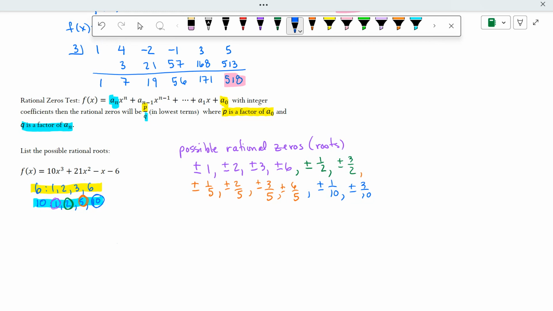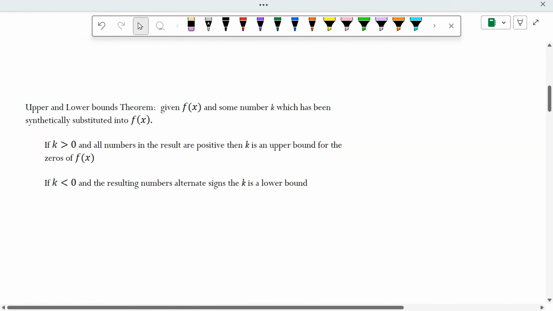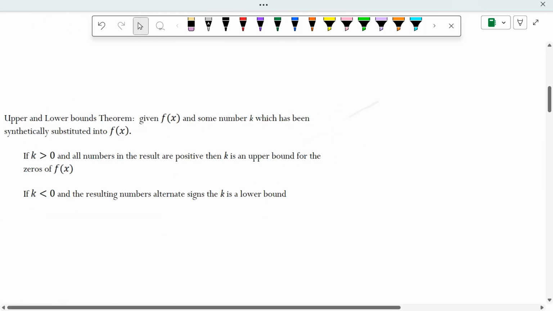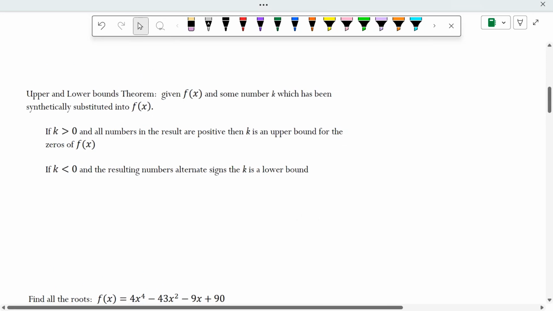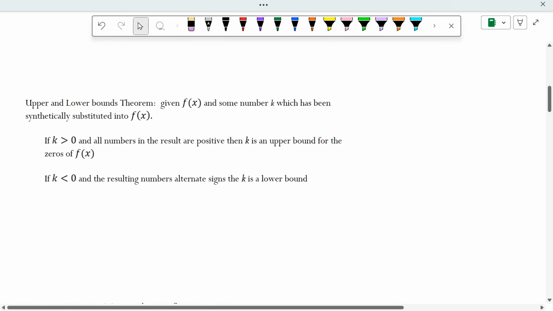which still seems like a relatively long list. But when we think about the fact that we are not testing from an infinite number of possible zeros, it does limit my list quite a bit. So we're going to look at how to use those here in a minute, but I want to also talk about the upper and lower bounds theorem. So this again is a way that you can limit the number of roots that you need to test.